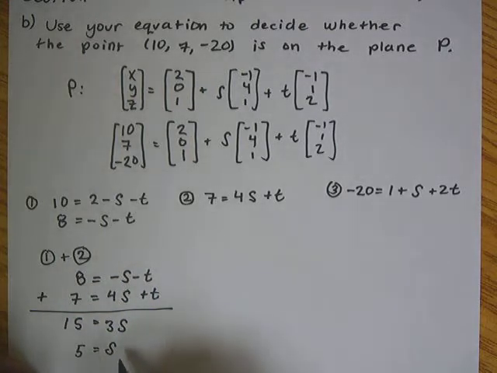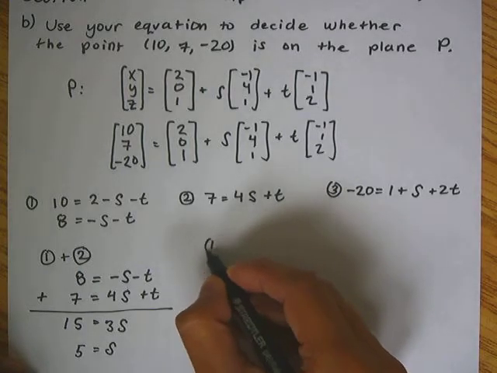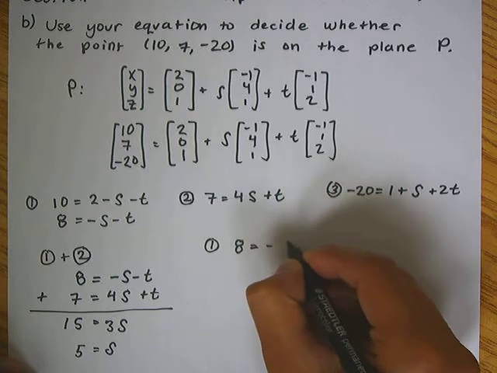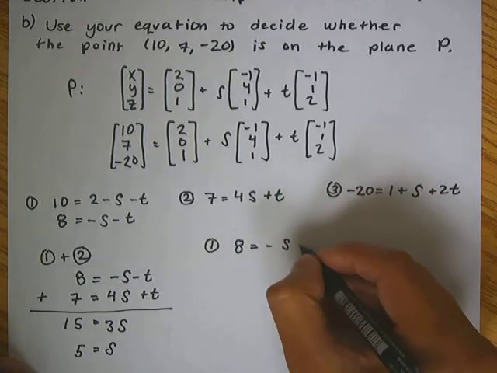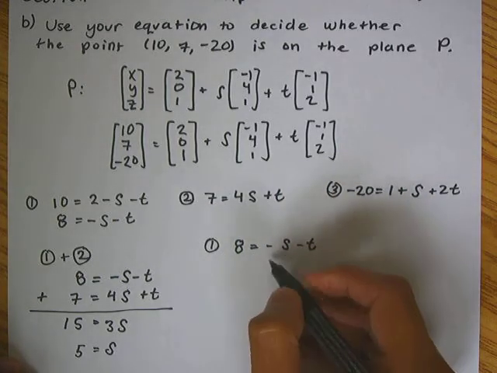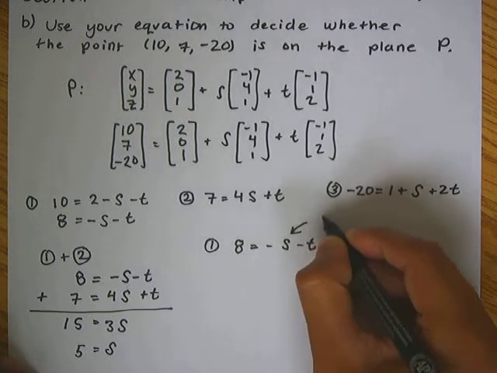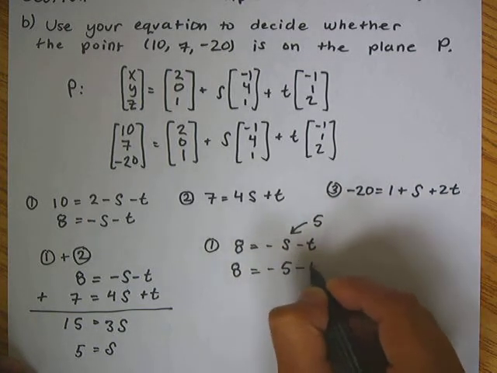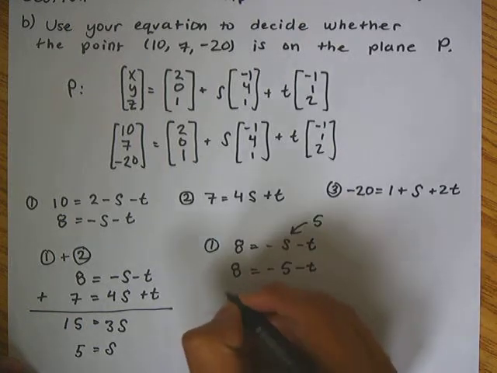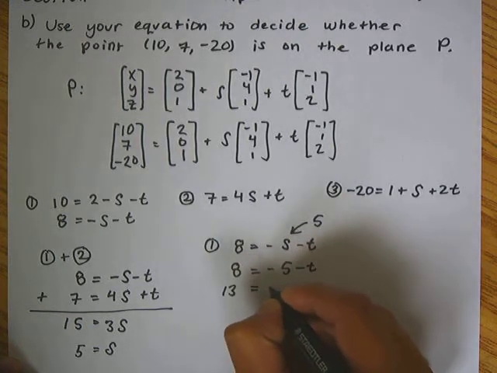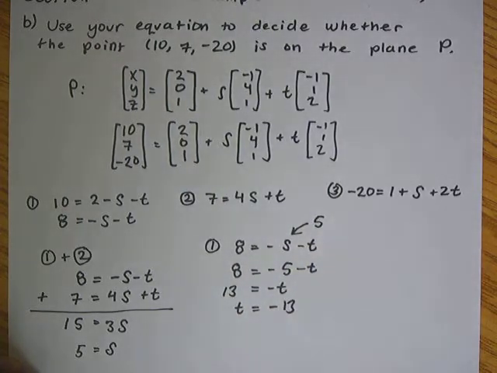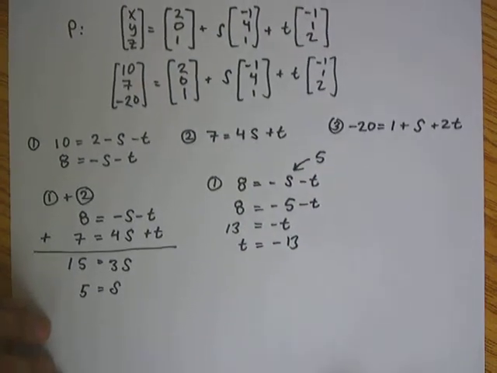So now we're going to take this value of s and sub it into our equation 1 and find a value for t. So we have equation 1, that's 8 equals negative s minus t. Now we're going to sub in 5 here. So 8 equals negative 5 minus t, which gives us 13 equals negative t, or t equals negative 13.